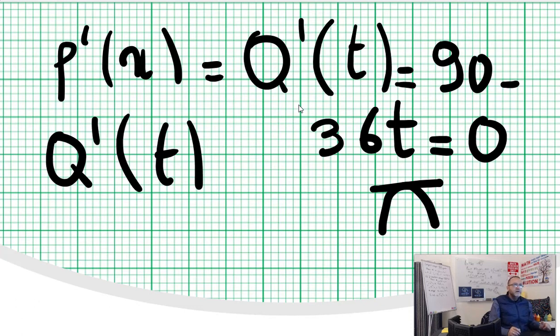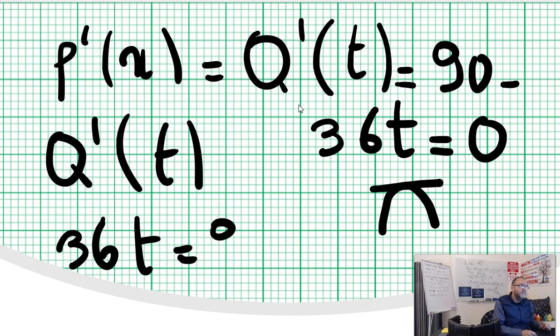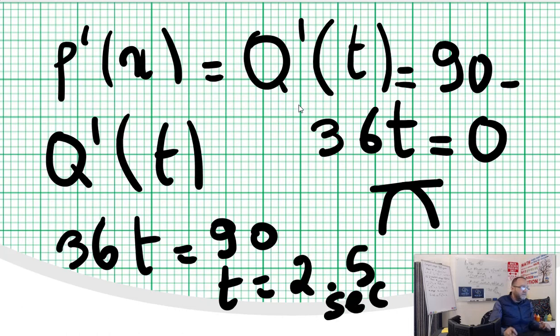So what we can do here is 90 minus 36t equals 0. That means 36t equals what? 90. And t equals 90 divided by 36, which is 2.5 seconds. So now I have my time. I can take my time and I can plug it back in the original.